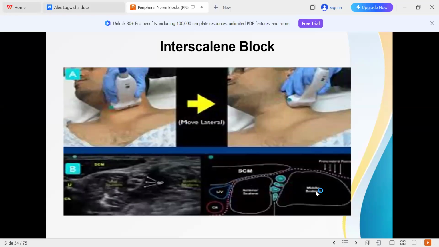These are the two scalene muscles, and the nerves are located between them in the interscalene groove. For this procedure, it's better you use an ultrasound. You don't want to use landmarks because of the high risk of phrenic nerve damage.